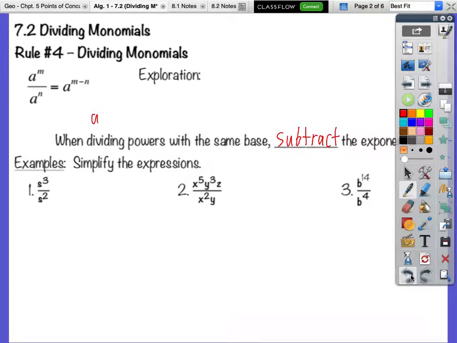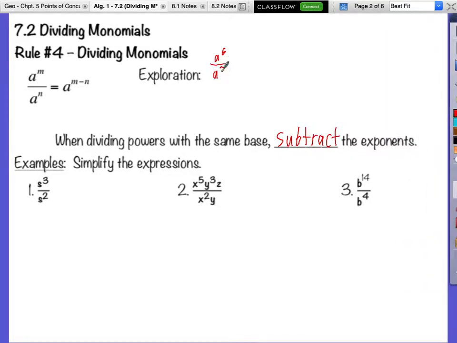So for an exploration here, I want us to do this one. This part I want you to write down. a to the 6th over a squared. That's all a fraction is, a division problem. Just go and write that down.